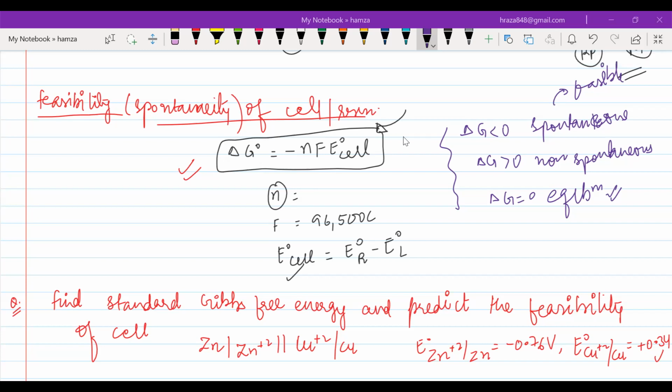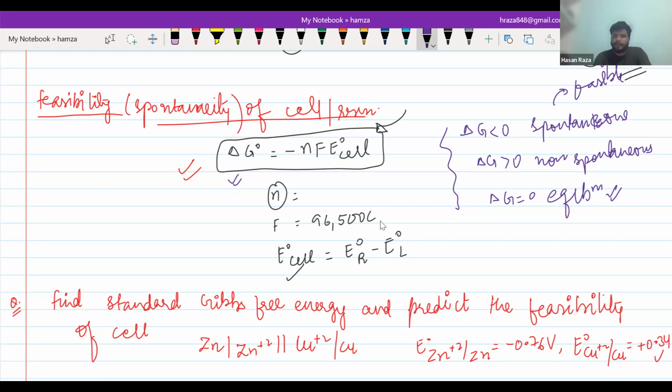Sir, E naught cell is 1.1. Yes. Now calculate the value of delta G naught and tell me whether the cell is working or not, feasible or not feasible. Sir, F value will be the same, right? Yeah, F is a constant. This is basically called Faraday's constant. In the previous class, I have written it all.